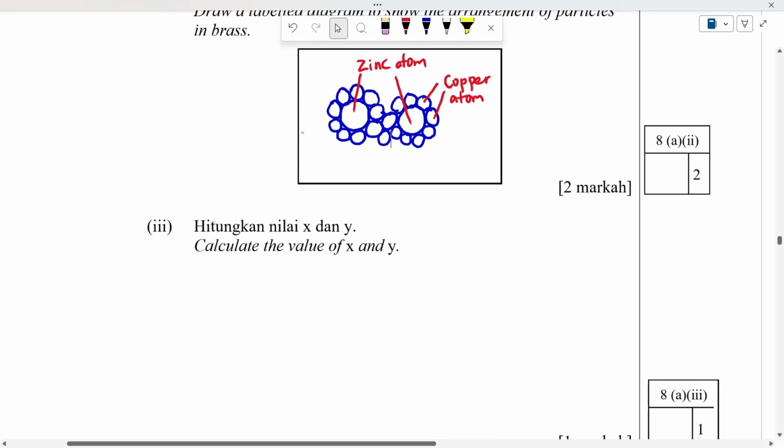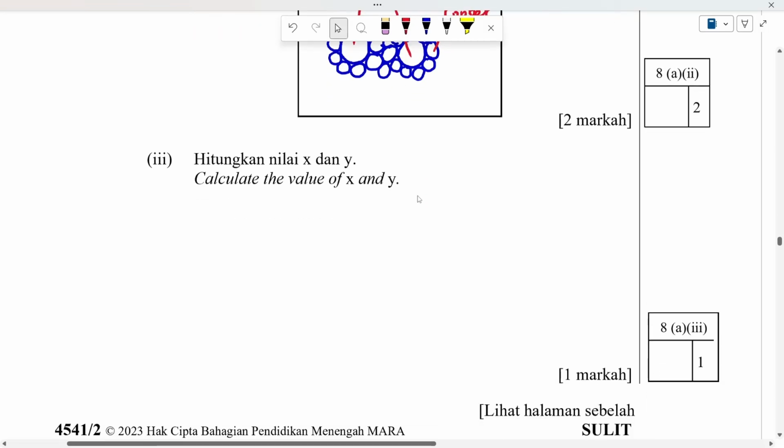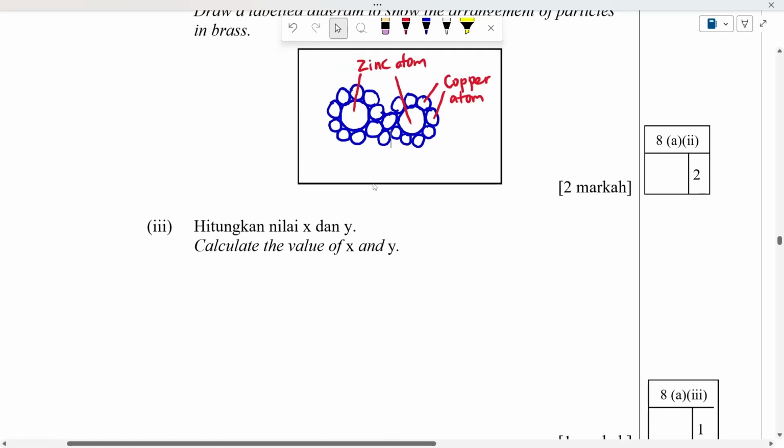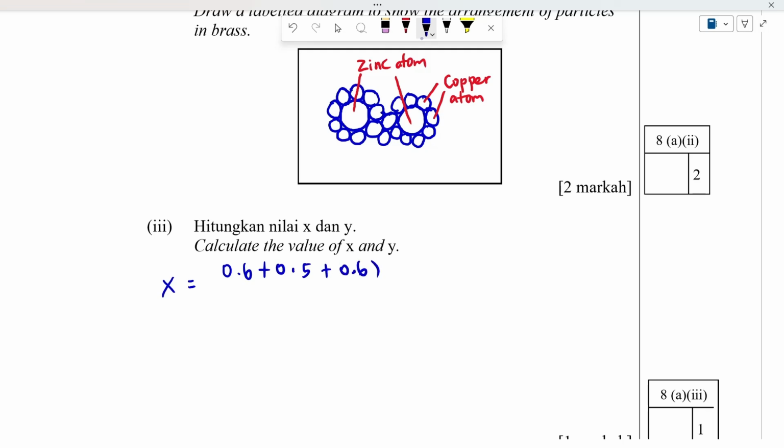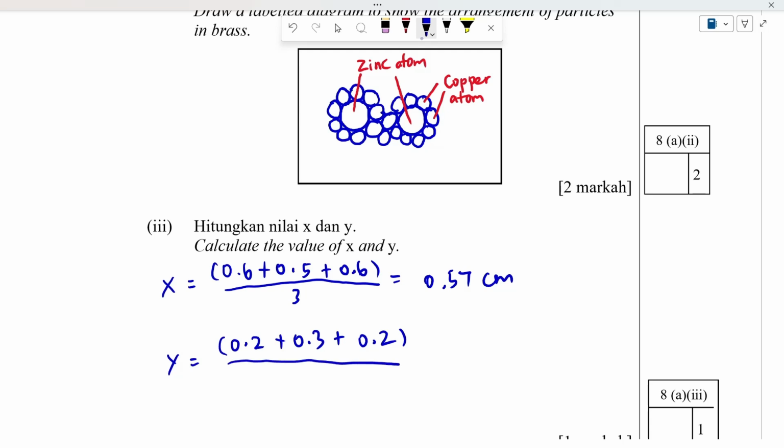Okay, now calculate the value of x and y, 1 mark. So you total up. For x, show your calculation. 0.6 plus 0.5 plus 0.6 divided by 3. So 0.57 centimeter. Okay, y. Divide by 3. Okay, so you show your calculation.